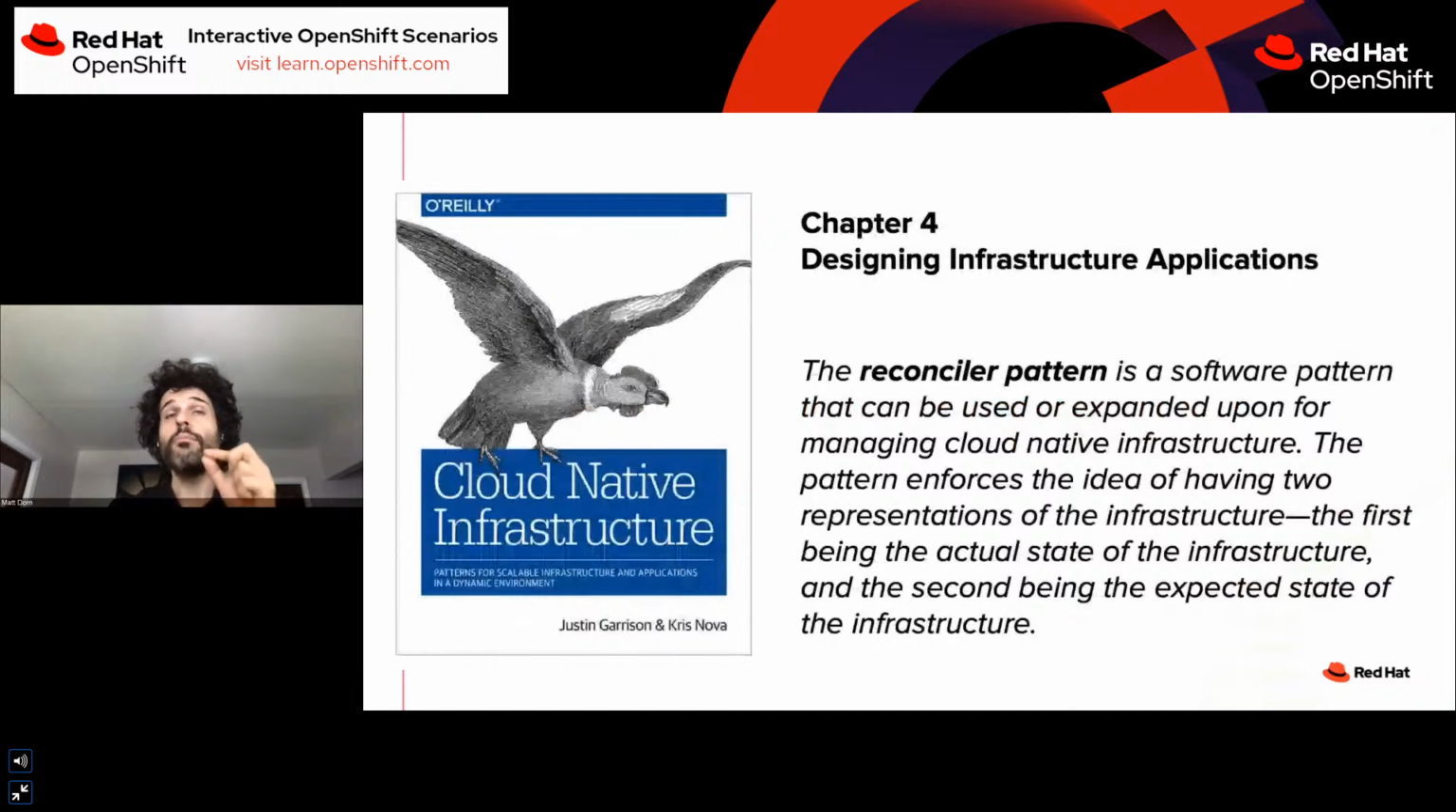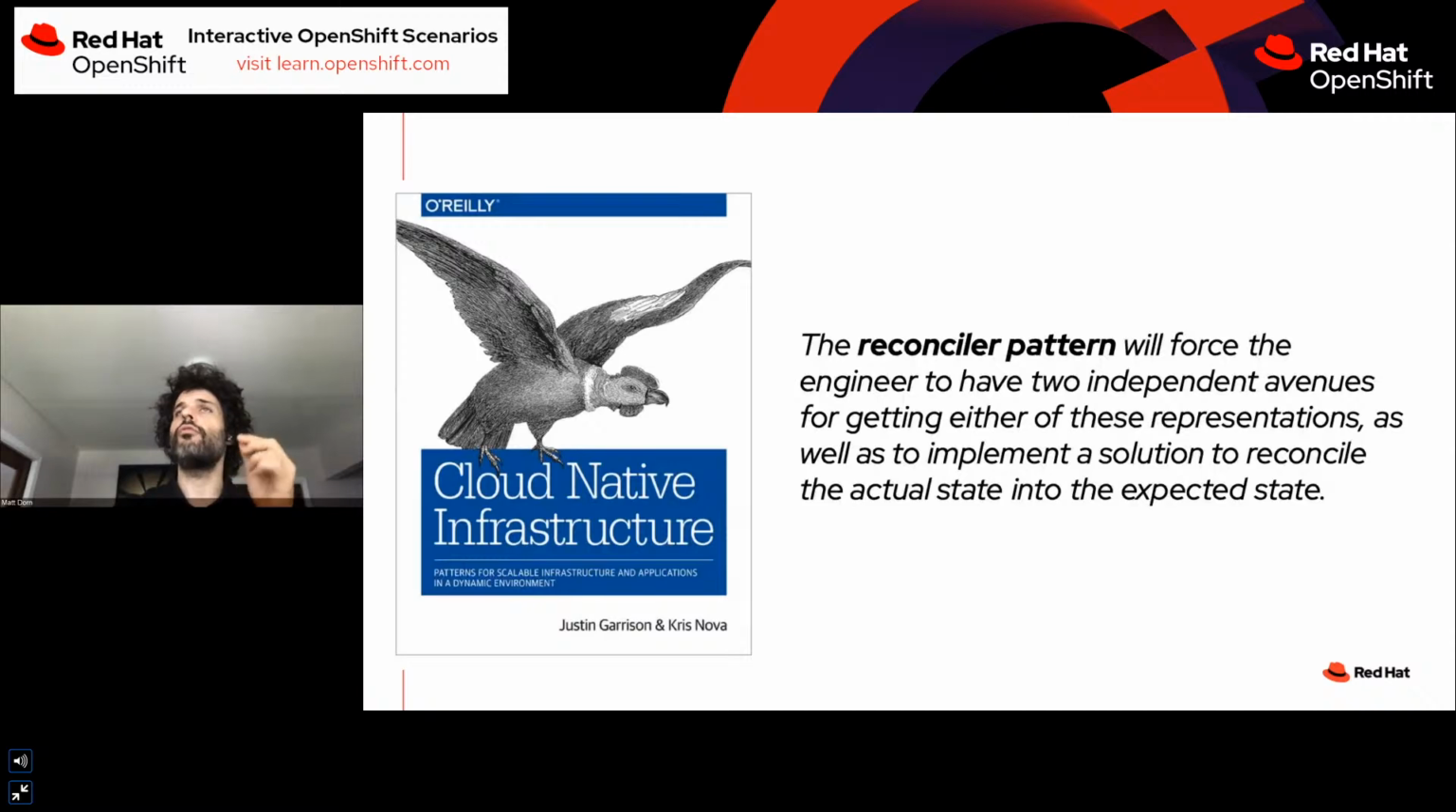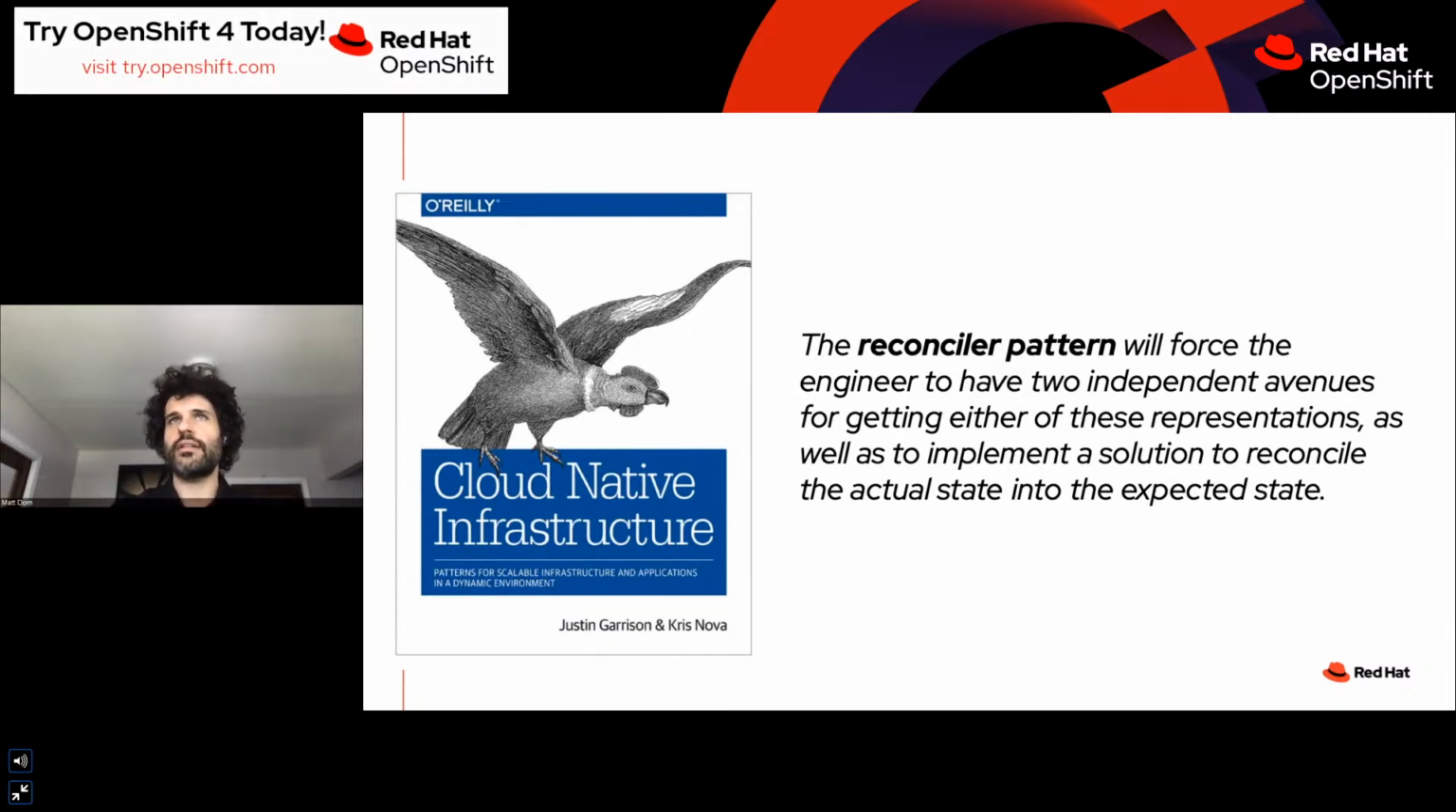So let me show you what I'm talking about. One more deeper dive into this workflow. This is nothing more than a pattern. It isn't anything fancy. We're all in tech here, and understanding these patterns is really key. This book, Cloud Native Infrastructure, talks about this pattern. They call it the reconciler pattern. They talk about the idea that it forces the engineer to have 2 independent avenues for getting the actual state and the expected state. The actual state is the client running inside the controller, looking at what is the truth right now, as opposed to what is declared inside my YAML spec section, and the logic necessary to make that current state meet what is declared inside the YAML.